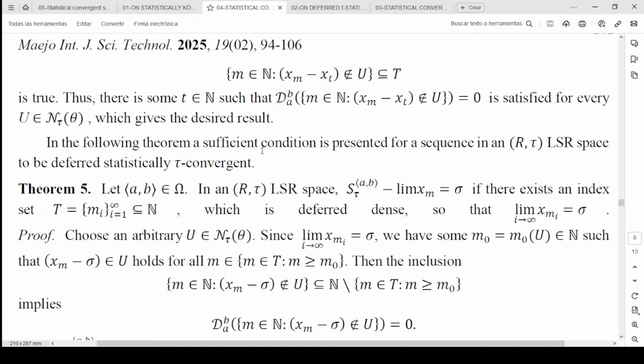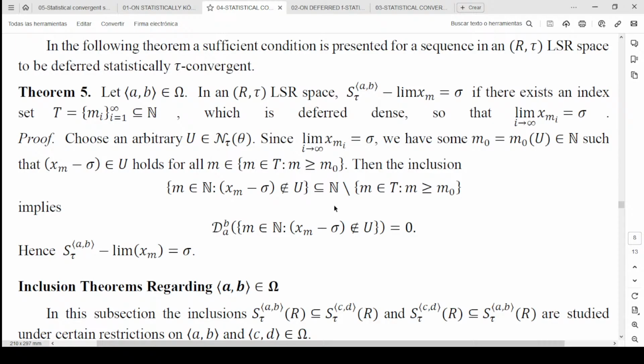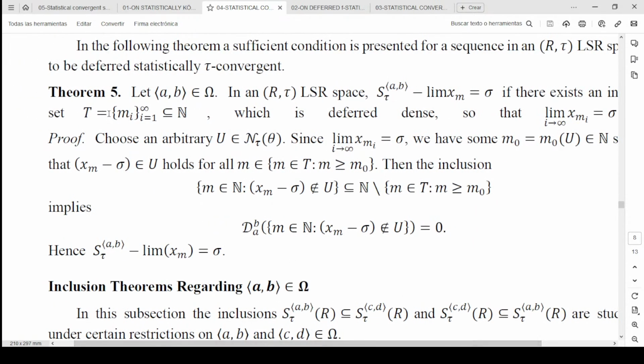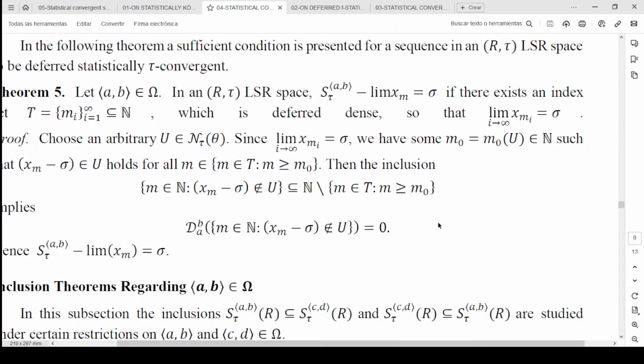In the following theorem, a sufficient condition is presented for a sequence in a locally solid Riesz space to be deferred statistically tau convergent. We say that if there exists an index set of natural numbers which is deferred dense, so that the limit of x_m over that set equals sigma, then we say that this sequence is convergent to the same limit in this sense.